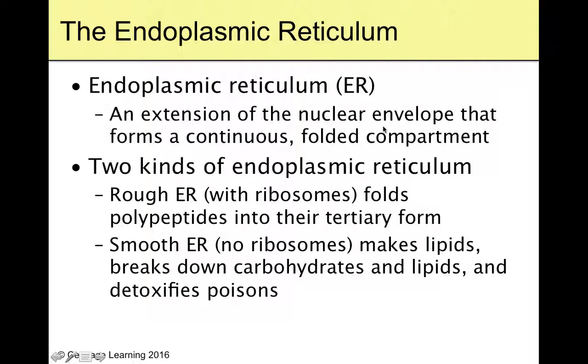So here's the ER. Endoplasmic reticulum, the ER, an extension of the nuclear envelope that forms a continuous folded compartment. So all that means is it's a bunch of flattened sacs together. Two kinds, the rough ER, which we've talked about, are going to fold up our polypeptides of proteins into their tertiary form. Proteins have four forms: primary, secondary, tertiary, and quaternary. Quaternary is the finished product, fully functional protein that's ready to go. The rough ER is going to get these guys to tertiary, which is pretty close to ready to go. So that's an important job. And then our smooth ER is going to make lipids, and it's going to break down carbs and other lipids and detoxify poisons. So both very important: building proteins, getting rid of poisons.